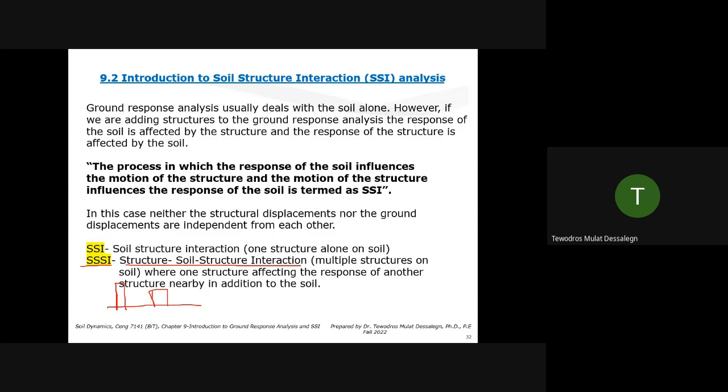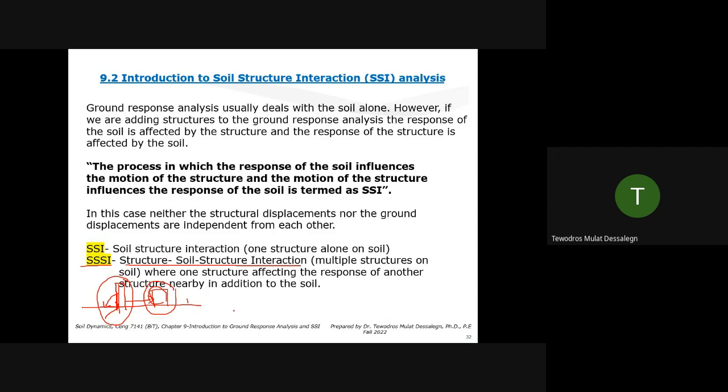This is when you have, because the free field, the response of the soil without a structure, is different from when you have a structure on it, because the structure affects the soil response, and the soil affects the structure response. Now, when you have a second structure very, very close to it, even the presence of the other structure affects the response of the nearby structure. So that's when you call it SSI. And you may have several buildings next to each other.